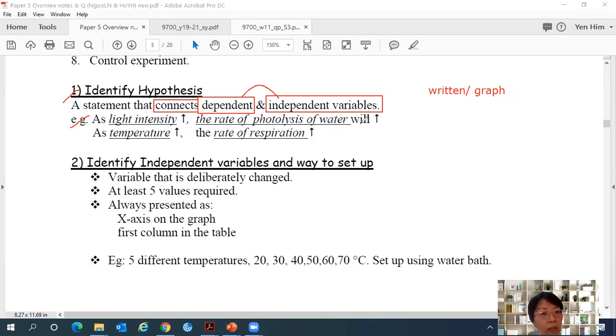Okay, can you tell me in this statement, which one is the independent variable? Alicia? The independent variable is the light intensity. Okay, very good. Can you tell me, so which one is the dependent variable? Chi Kit Ming?